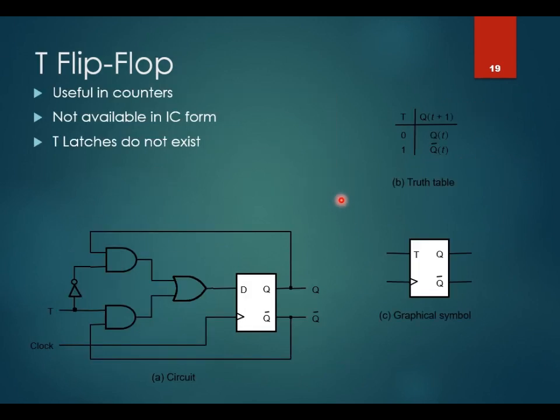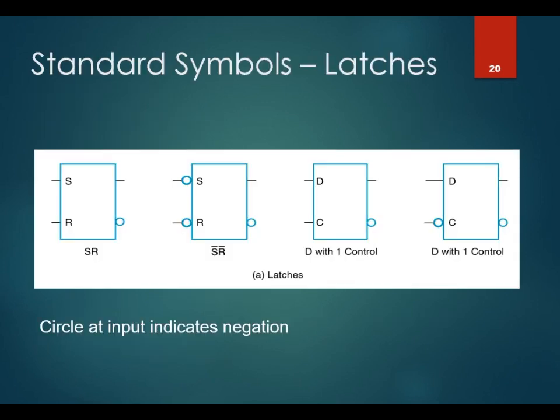A T flip-flop is a type of flip-flop that toggles its output on each clock pulse when the single input T is high and maintains its current state when T is low. Okay, so when T is low, previous state. T is high, toggling. It also doesn't exist in chip form. Normally, you can use a D flip-flop with additional circuitry to build a T flip-flop. And it is more commonly used in making or developing a counter.